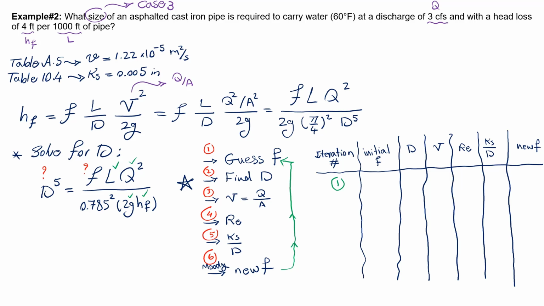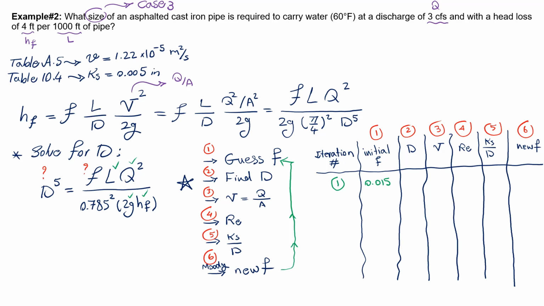I'm going to go with 0.015. Okay, just to tell you, if I want to be consistent with the red step, this is step 1, step 2, step 3, step 4, step 5, and step 6.